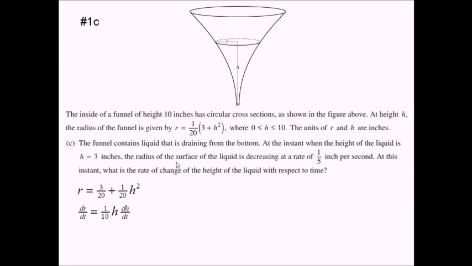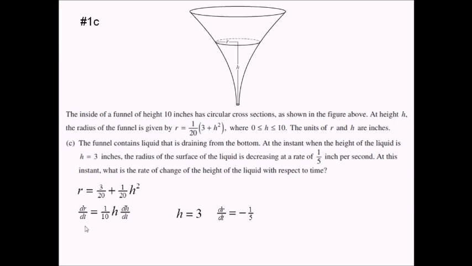Now let's take stock of what we actually have for information. Eventually, they want us to find the rate of change of height. So we're solving for dh over dt. That means we better have stuff for dr over dt and h. So they said at the instant when the height of the liquid is h equals 3 inches. So they literally said h equals 3. And then they said the radius is decreasing at a rate of 1/5 inches per second. So that's saying dr over dt is negative 1/5 because it's decreasing. Let's plug all that in now, because that's all we needed to solve for dh over dt.